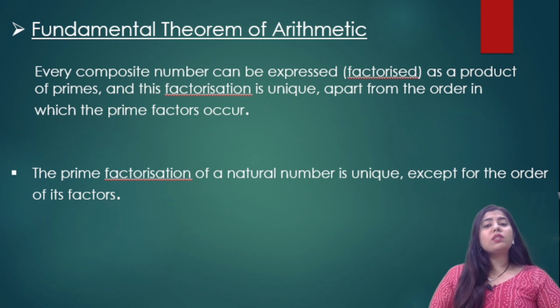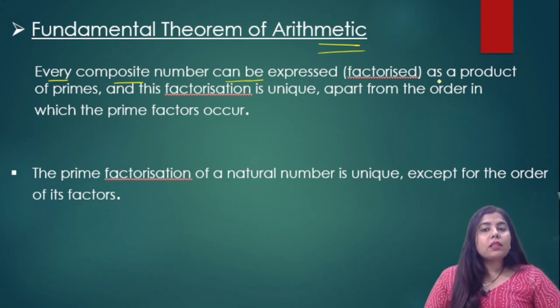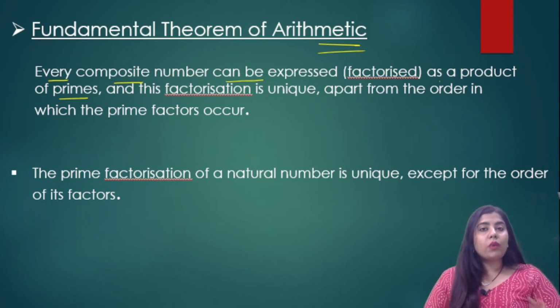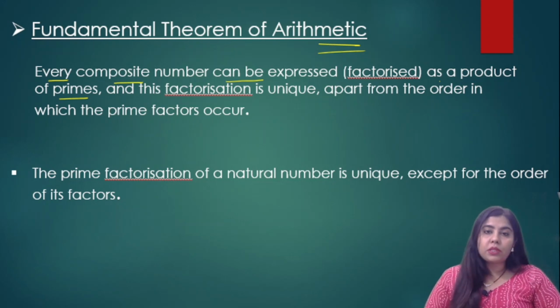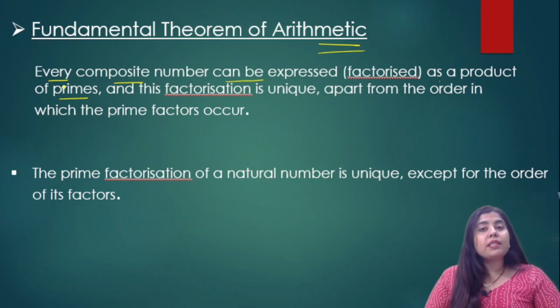Now see next, fundamental theorem of arithmetic. What is the fundamental theorem of arithmetic? What does it say? Every composite number can be expressed as a product of primes. What does it mean? We all know now what prime numbers and composite numbers are. Here we are talking about composite numbers, which means those numbers which have more than 2 factors, right?